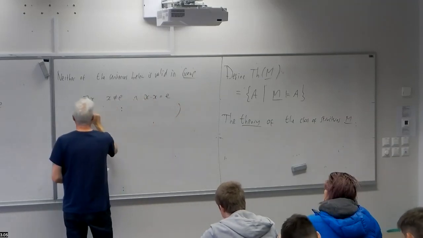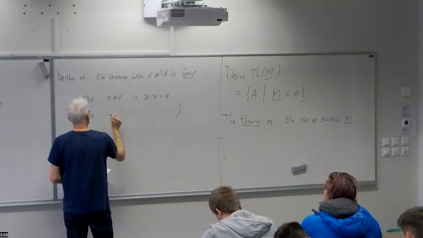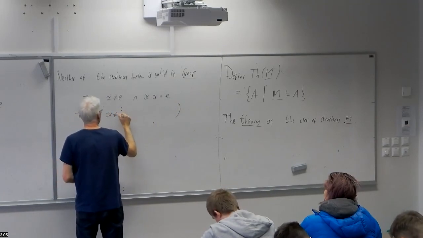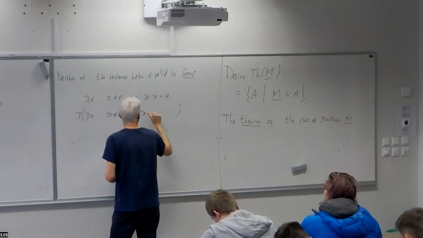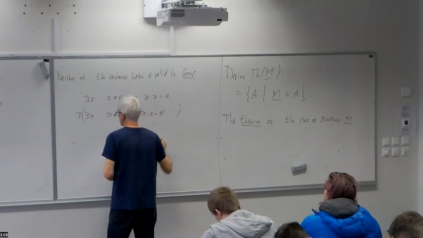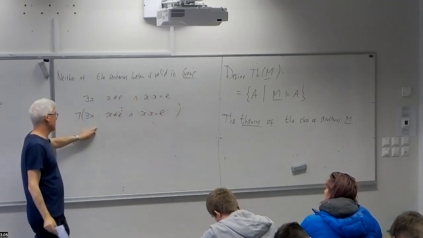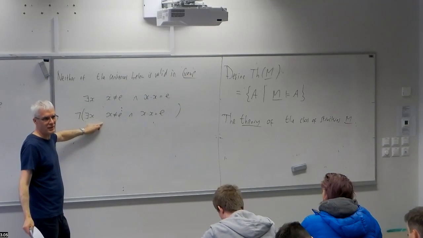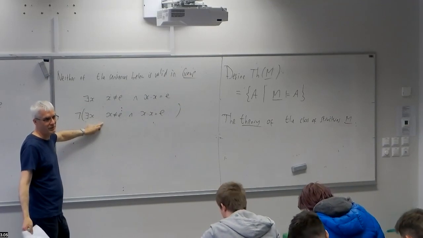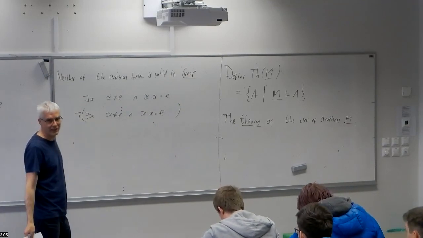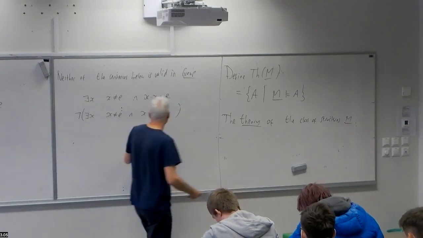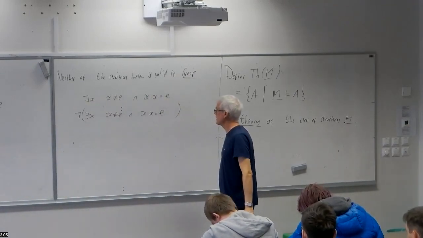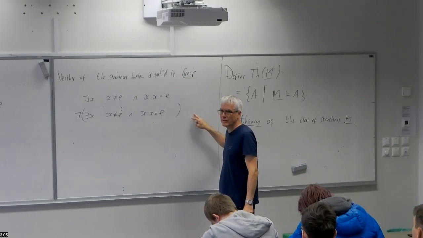If we stick a negation on front, it's not true that there exists an X such that X is different from E and X times X equals E. So this says there is not an element of order 2. And of course, this is not valid either, because there are some groups that have an element of order 2. For example, the cyclic group on 2 elements is the simplest group with an element of order 2. Okay, so neither of these sentences is valid.